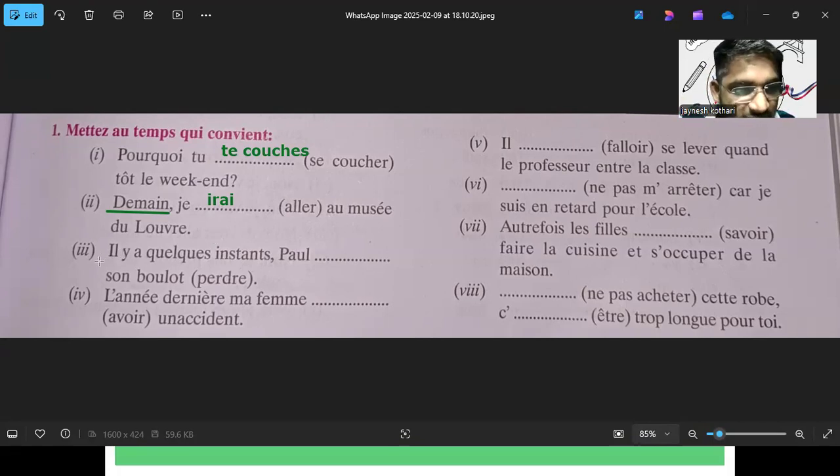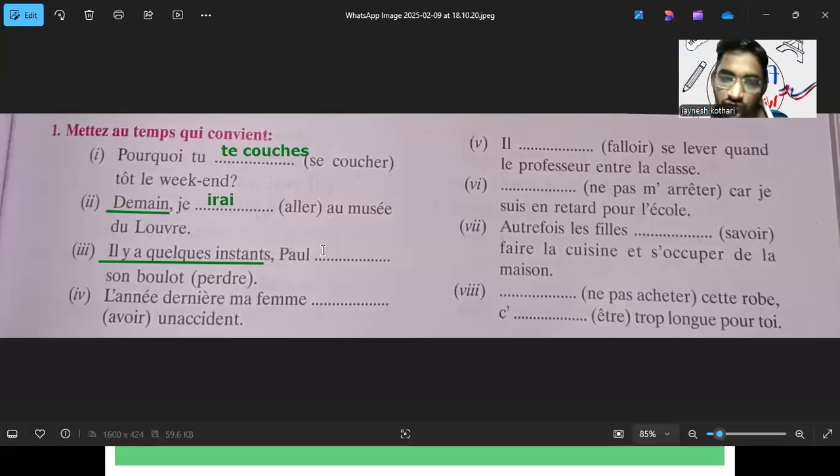Now, third one: il y a quelques instants. What did I say just now? Il y a plus time is equal to what? Ago. Il y a quelques instants means some moments ago. Some moments ago means which tense? Tell me, Namish.